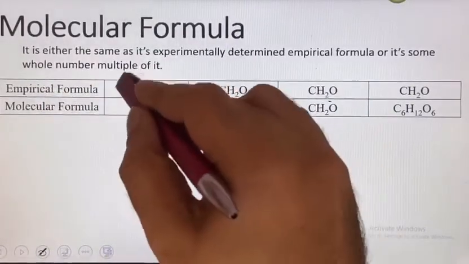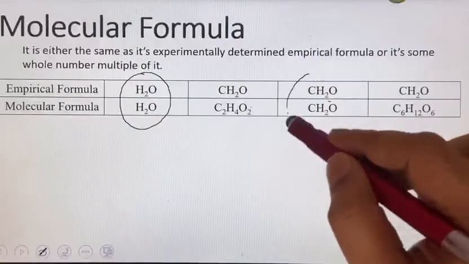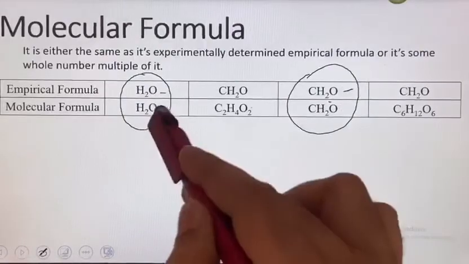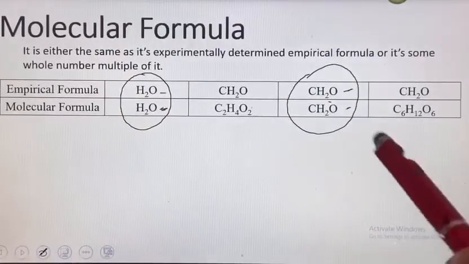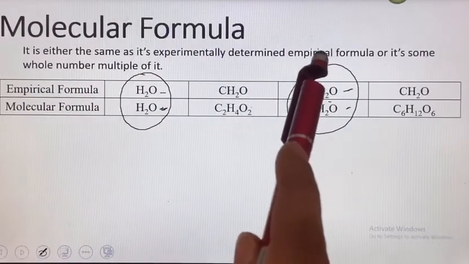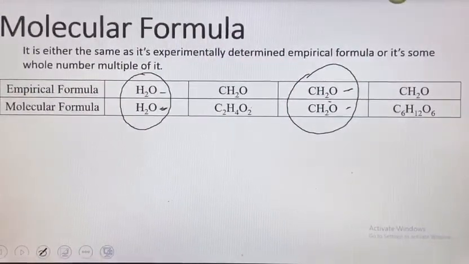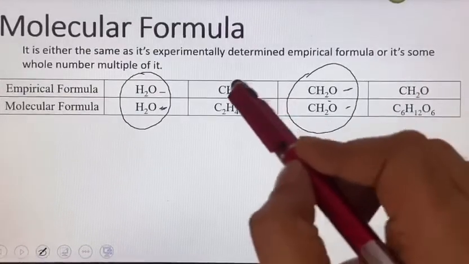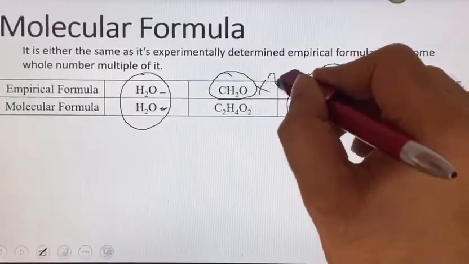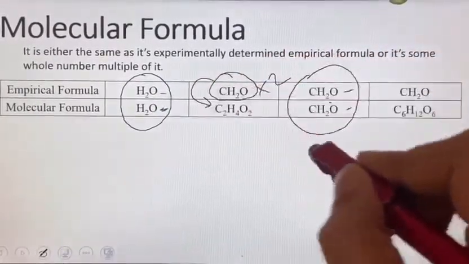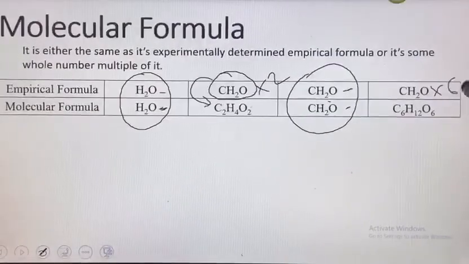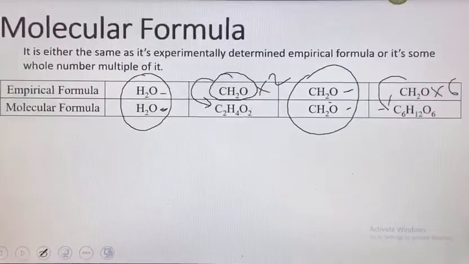Like in the case of water and the case of formaldehyde, the empirical formula and the molecular formula are the same, right? So it is either the same as its experimentally determined empirical formula or it's some whole number multiple of it. Now what do I mean by this? If you have a look at this empirical formula over here, if I multiply this with 2, this is the molecular formula that I get. Similarly, if I multiply 6 over here, I get this as the molecular formula, right?